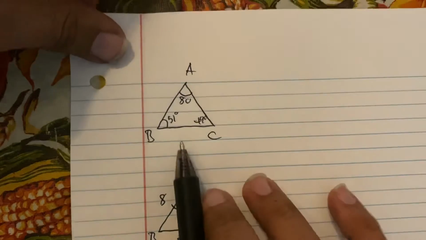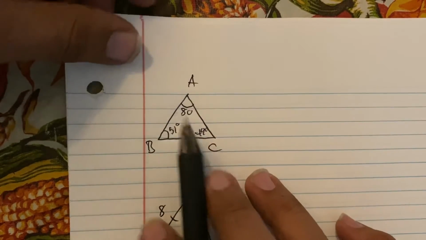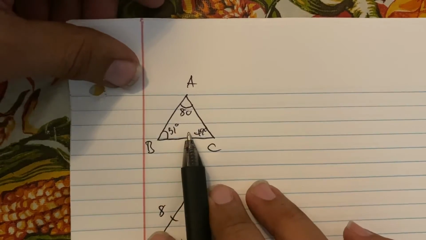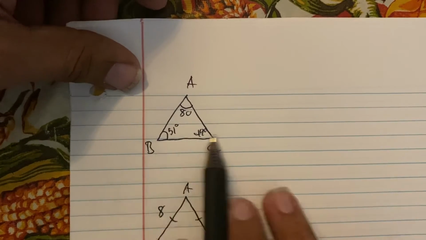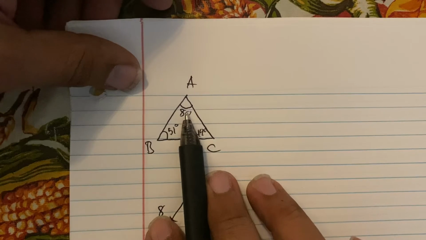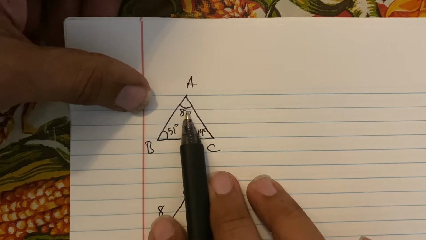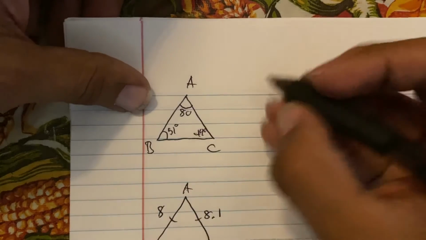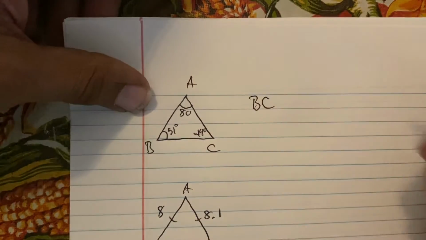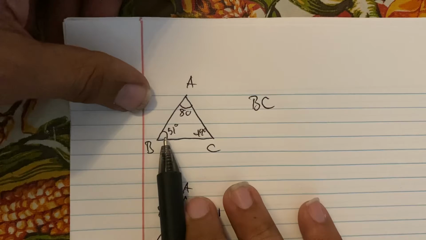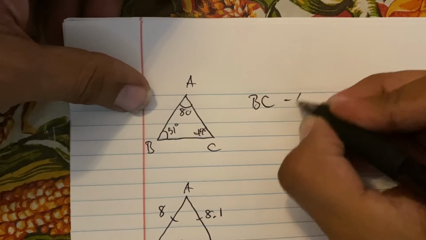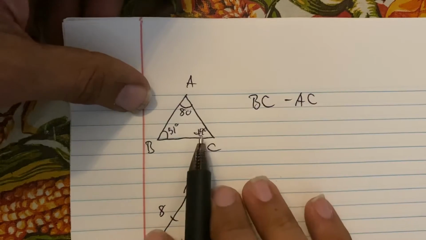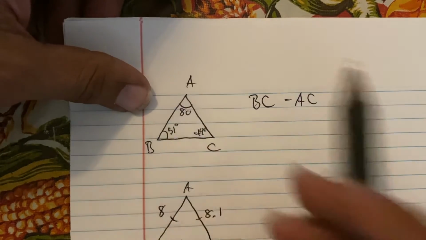Okay? Now the other thing we're going to talk about is this. How do we find the largest side only knowing the angles? Well, the larger the opening, the larger the side opposite of that opening. So the 80 degrees is the largest angle, which means BC is the largest side. Then 51 is the second largest angle, which means AC is the second largest side. Then 49 is the smallest, which means AB is the smallest.